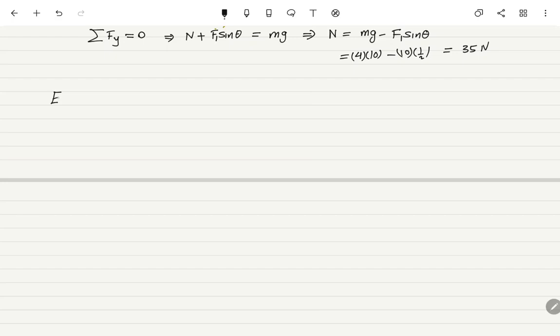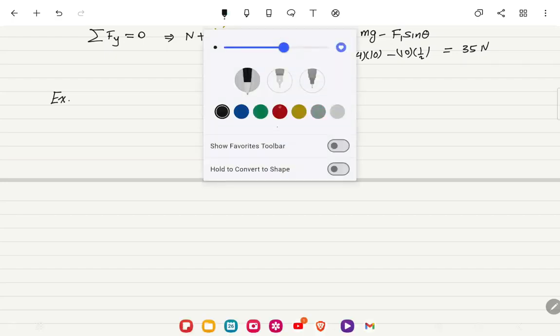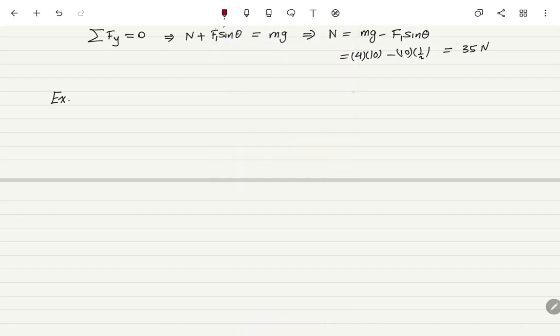Example. We have an inclined surface like this one here. So this is theta, and this is the mass m. Question: show all forces acting on the block. So what are the forces acting on the block?